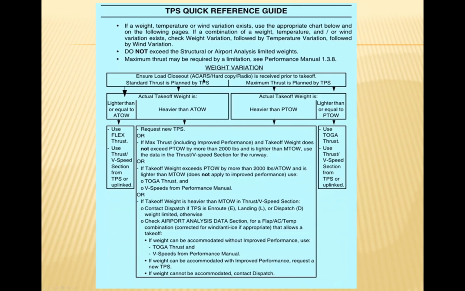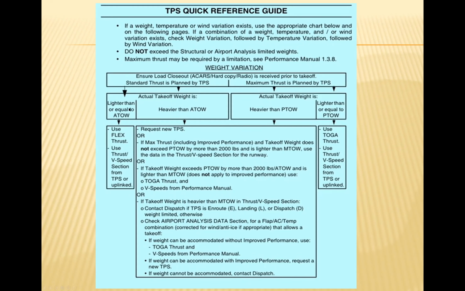No? All right, wow, it's basically the performance data. I'm blanking on what TPS actually stands for, but the something planned performance data. I'll have to ask Pete. If your actual takeoff weight is heavier than ATOW, then you've got to go all the way through this and basically request new performance data.